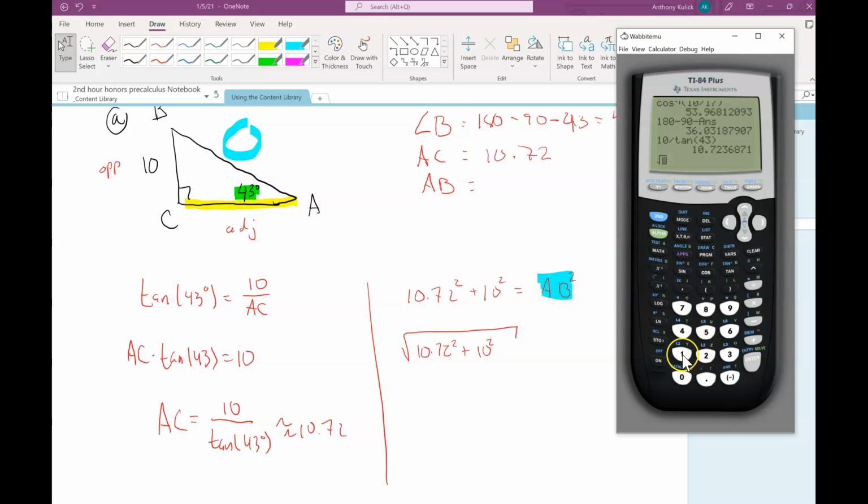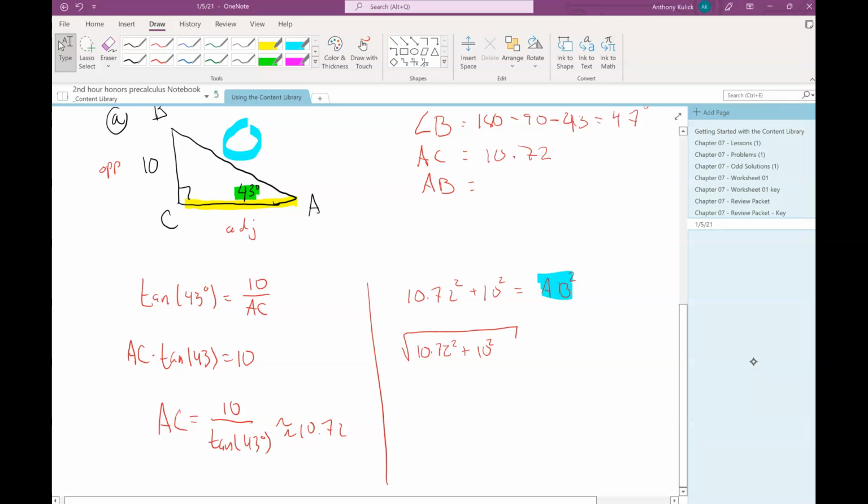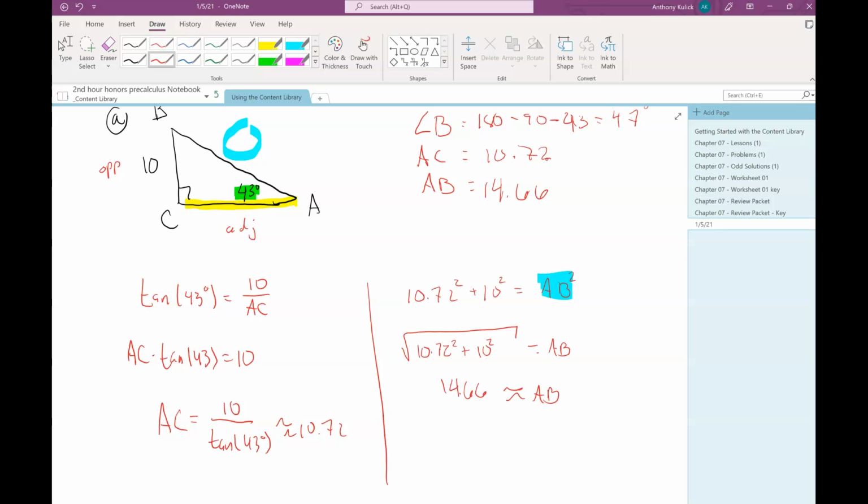So square root. And I'm going to use the answer command rather than typing out the 10.72. And I get 14.66. Everybody feel good there?